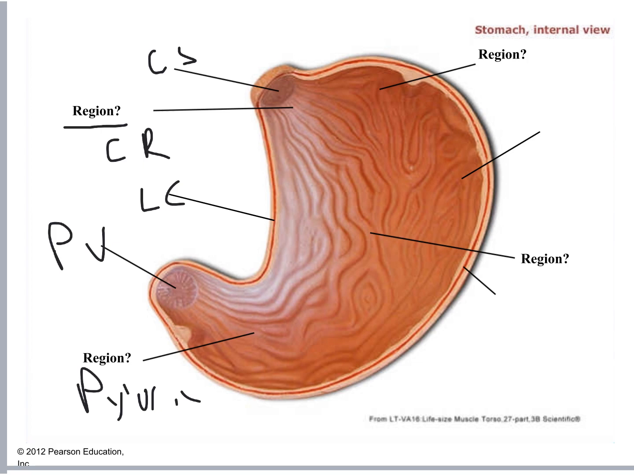This is pointing to another curve which is larger than the lesser curve. This is known as the greater curvature. The next line is pointing to a region. This region is known as the body. The body is the largest part of the stomach, and that's where most digestion occurs inside of the stomach.